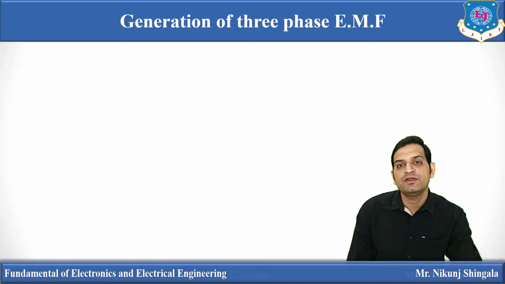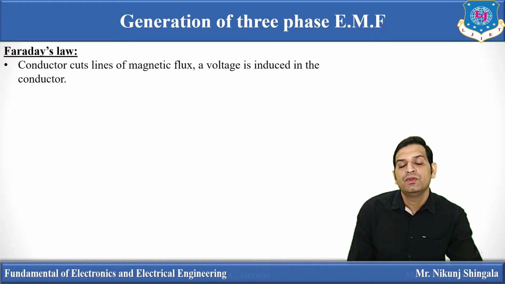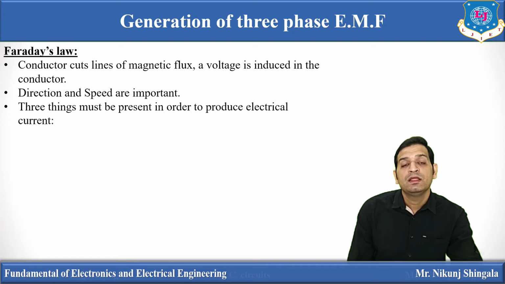Now moving towards the generation of three-phase EMF. We know the principle behind the generation of alternating EMF is nothing but Faraday's law. According to Faraday's law, if a conductor cuts lines of magnetic flux, a voltage is induced in the conductor or coil. So if there is a stationary magnetic field and we rotate the conductor, an EMF will be induced in the coil. Direction and speed are also important whenever EMF is generated.